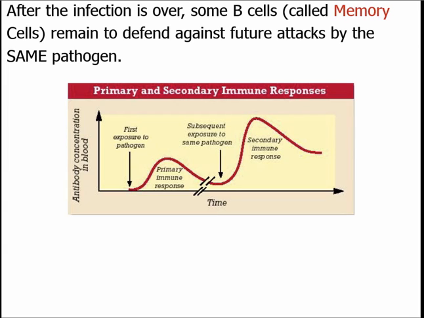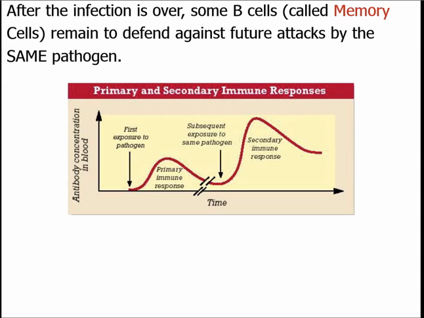Take a look at the chart below or the graph below. The first exposure to the pathogen, your immune response takes some time, and during the time that it takes your immune response to kick into gear, you start to feel really sick. It takes time to find the helper T cells. It takes time to get the T cells and the B cells to divide. It takes time to release the antibodies. During that time, you feel lousy.